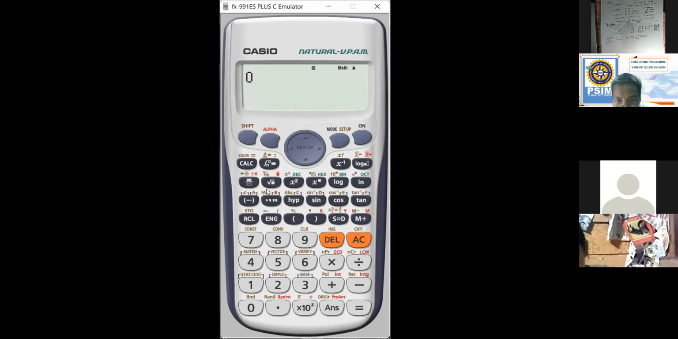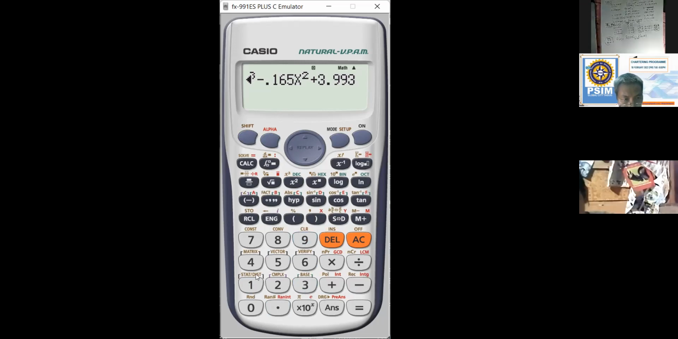So we have 0 equal. This is correct. 0 is equal to x cubed minus 0.165 x squared plus 3.993 times 10 to the -4. So we have this equation, shift solve.